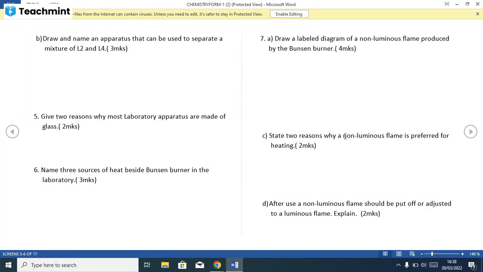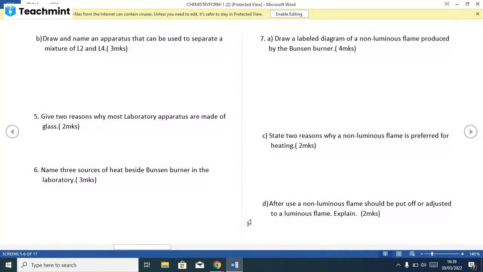Non-luminous flame consists of hydrocarbons. So tell me, non-luminous flame does not produce soot. Check, that's your point also. Yeah, because it is preferred for heating, because when you use a luminous one, you are going to mess the glasses. The soot will be all over. Yeah, it's a point.